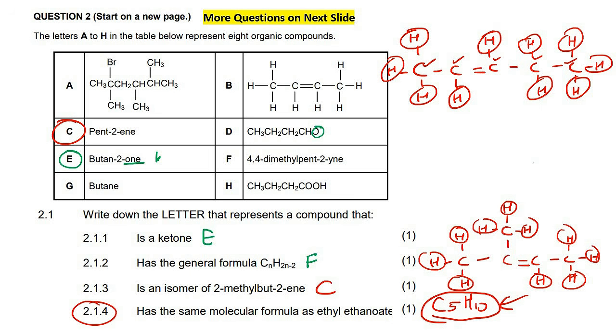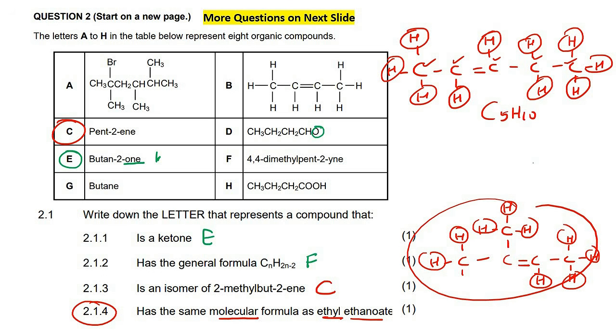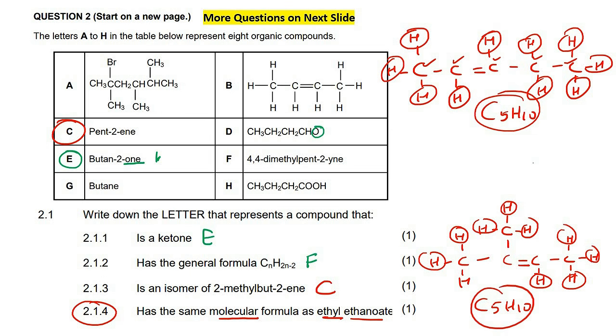This one says, write down the letter that represents a compound that has the same molecular formula as ethyl ethanoate. Well, this is another isomer question because isomers have the same molecular formula because they have the same amount of everything. For example, this one over here would be C5H10, but then this one that we had earlier would also be C5H10. So isomers have the same molecular formula, but they look different. So we're going to go quickly check out ethyl ethanoate.